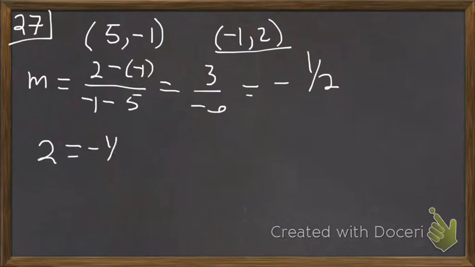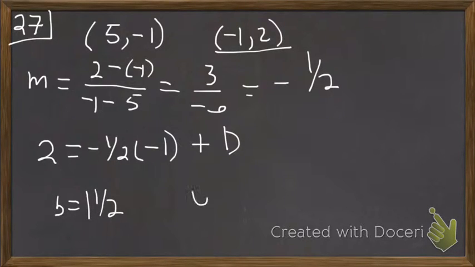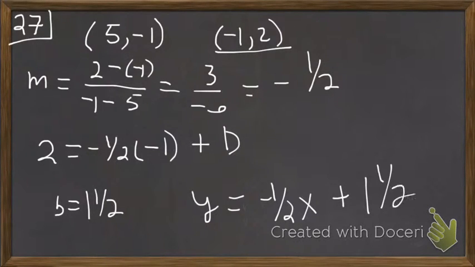y equals m times x plus b. And this would give me b equals 1 1/2. So the equation would be y equals -1/2 x plus 1 1/2.